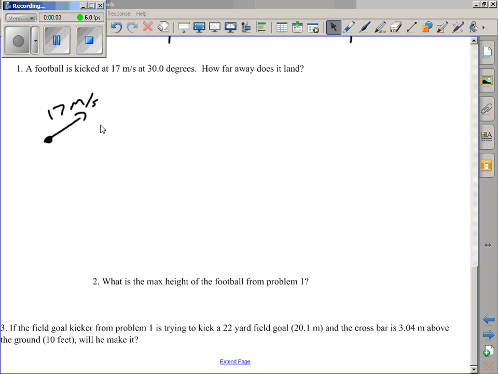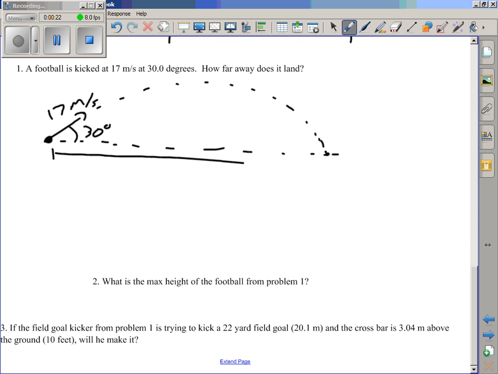Consider this problem: a football is being kicked at 17 meters per second at 30 degrees. It follows a motion you're very familiar with. Here's the 30 degrees, and it goes something like this and lands over here. Our question is, what is x? And you're given nothing else.